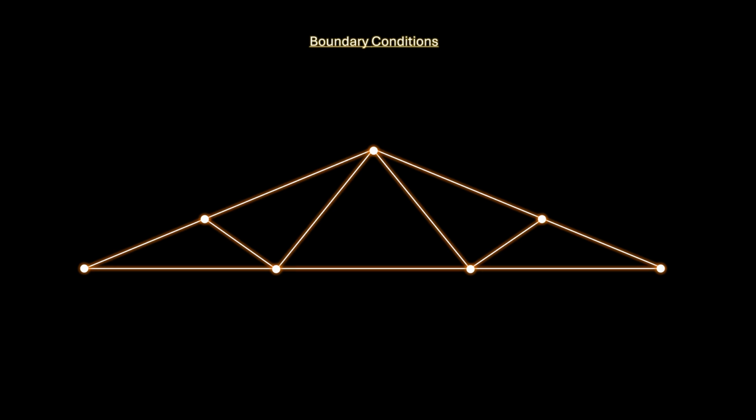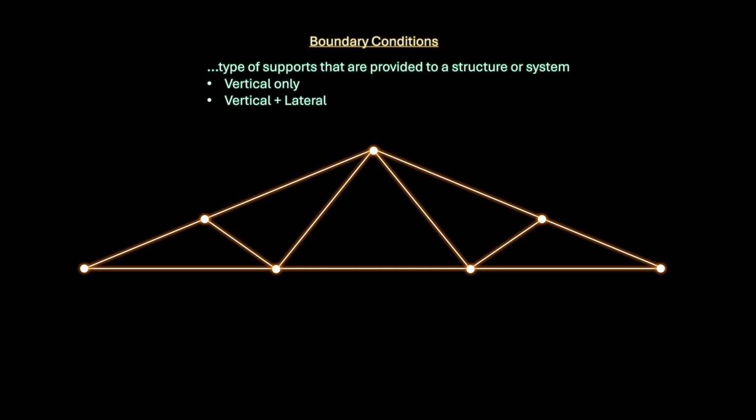Before commencing with the determination of reactions and the evaluation of member forces, let us discuss the boundary conditions. Boundary conditions in structural analysis refer to the type of supports that are provided to a structure or system. By defining boundary conditions, we are defining whether the support is vertical only, both vertical and horizontal, or if the support also constrains rotation. The type and magnitude of member forces are influenced by the boundary conditions provided for a system.